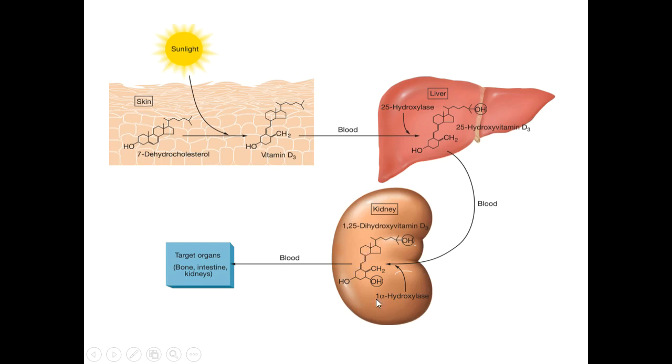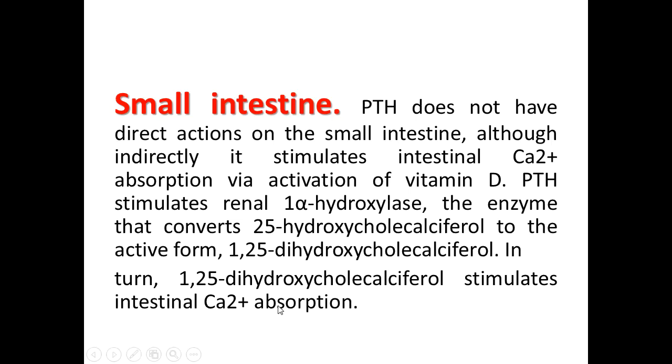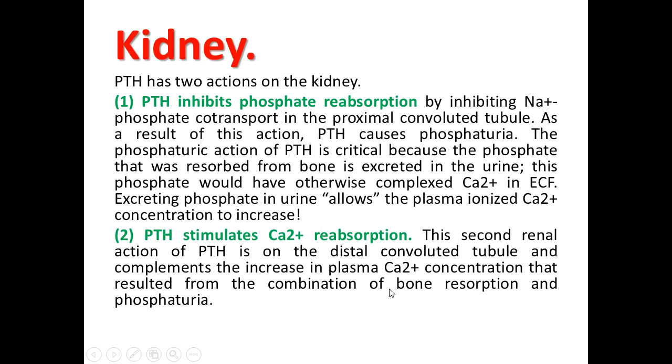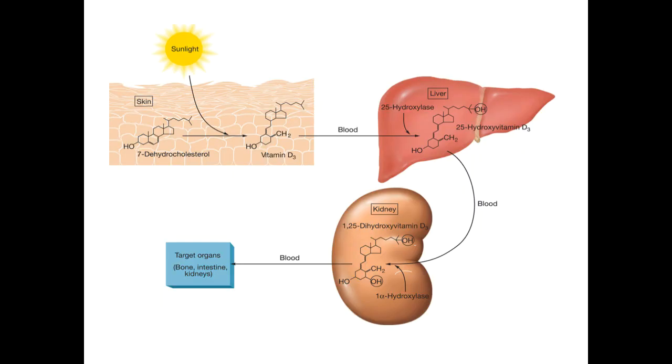It will cause activation. We have to return to the last slide. Parathyroid hormone will stimulate renal 1-alpha hydroxylase enzyme and produce the active form of vitamin D, and the active form of vitamin D will pass through the blood and reach the intestine and increase the absorption of calcium from the diet.